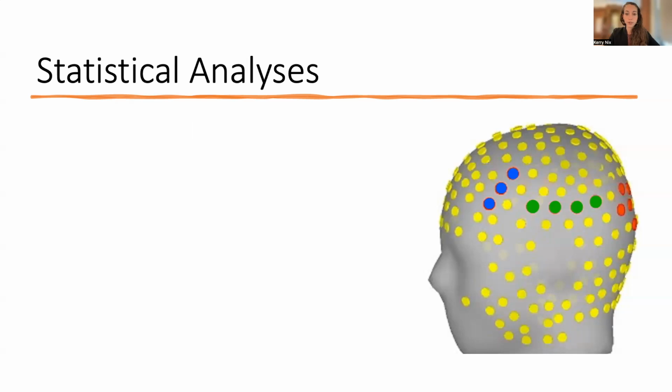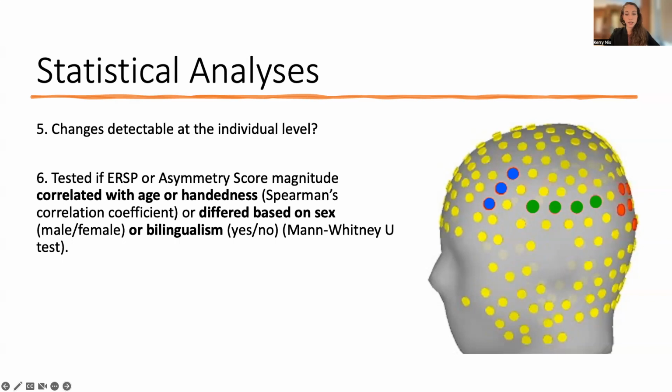Finally, we examined whether spectral changes from baseline or asymmetry between hemispheres were detectable at an individual level. We also tested if the magnitude of the ERSP or asymmetry score correlated with age or handedness using Spearman's correlation coefficient, or differed based on sex, male or female, or bilingualism, yes or no, using the Mann-Whitney U test.